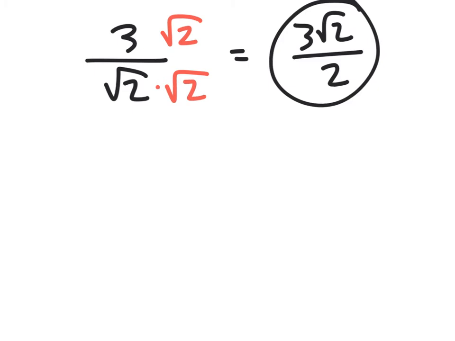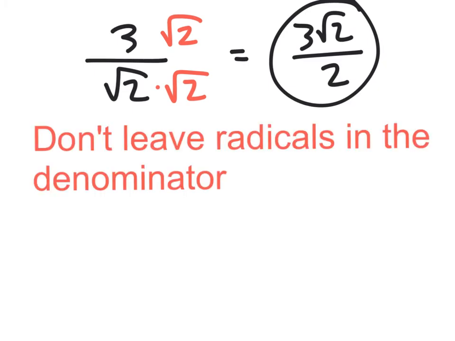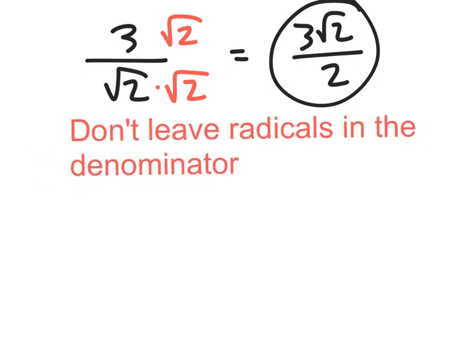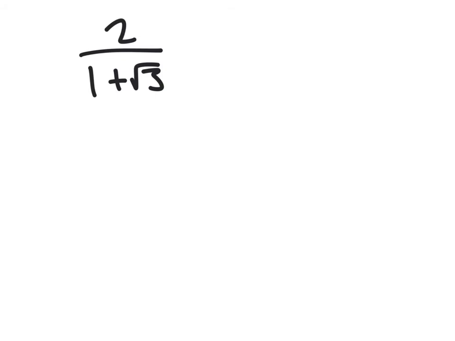So again, don't leave radicals in the denominator, okay? Now, it looks like it's pretty easy to get rid of radicals in the denominator. It's simply multiplying by that same radical value. However, if you have a radical binomial in the denominator, it becomes a lot more complicated. Check this out. If you have this fraction 2 over 1 plus the square root of 3, and obviously you have a radical in the denominator. You don't want this radical in the denominator.